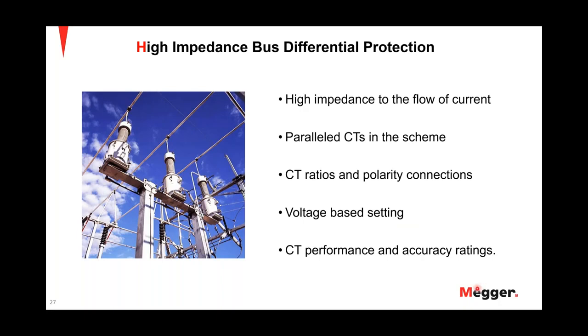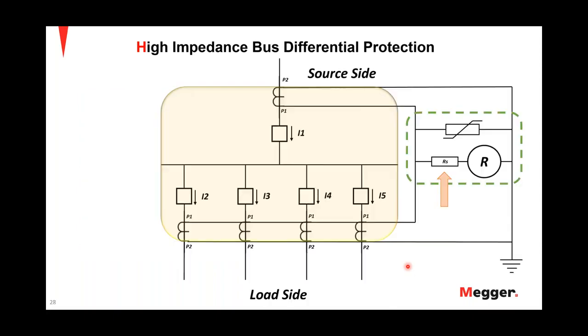Like we were talking about the CT saturation challenge, even the smallest current difference can cause a relay to trip. The performance of the CT becomes very important. So it's important that we choose the right type of CTs with similar accuracy ratings and similar performance characteristics, and all these CTs should have a high knee point voltage. These are some of the pointers about high impedance bus protection. Next I'll be talking about the actual operation of this type of scheme.